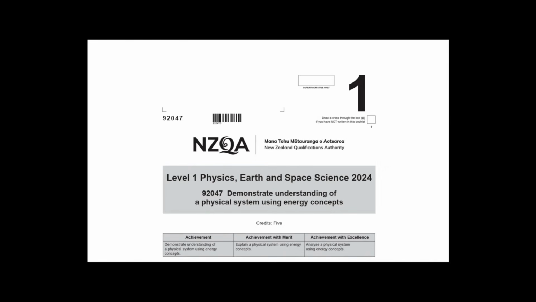Hi there, everyone. So this is being recorded the day before the 2025 exam on this topic. And so let's do the 2024 paper. So this is Physics, Earth and Space Science, 2024 NCEA Level 1. This is Assessment Standard 92047.